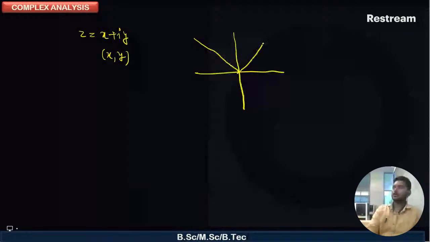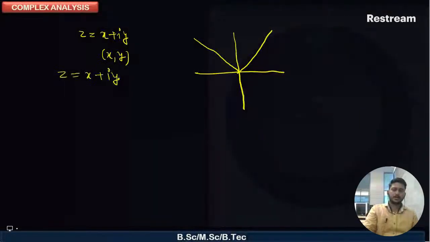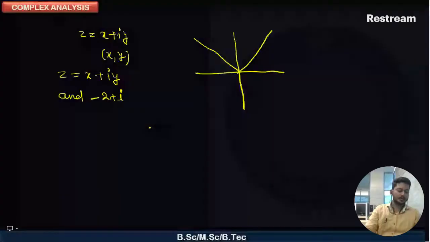I will take this type of graph for this. When you take some z equal to iy, and another one, minus 2 plus i, both are displayed graphically as a point and a radius vector.